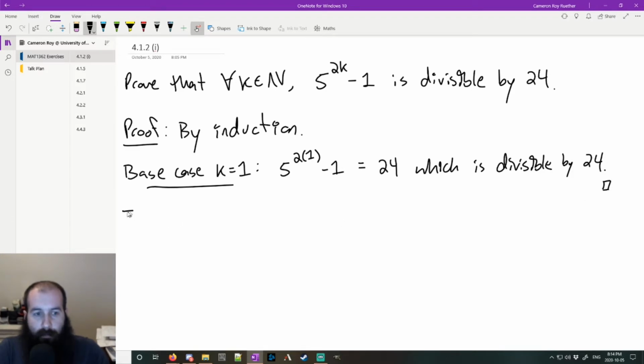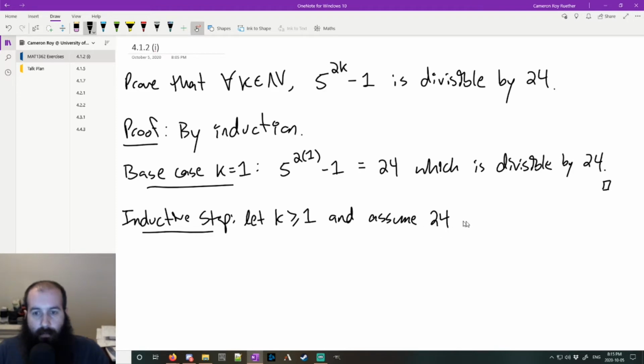Now for our inductive step, to make sure we get the correct inductive assumption, let k be greater than or equal to the base case, and assume that the condition holds at k, which is that 24 divides the expression 5 to the 2k minus 1. This is the same as saying that there is an integer j, such that 5 to the 2k minus 1 is equal to 24j.